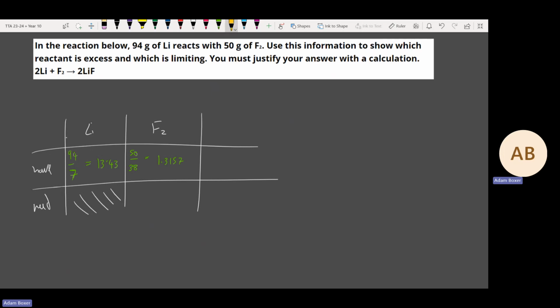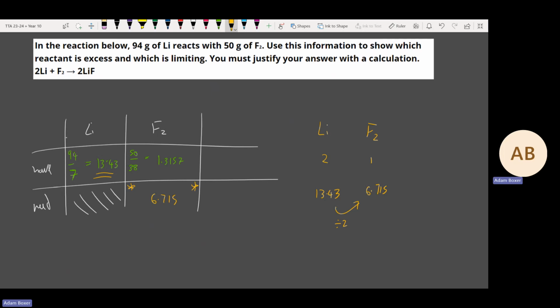Next up, I want you to use the ratio to work out what goes here. Remember, you're going to use this number in the ratio to work out what goes there. Pause the video now. So I'm hoping what you did is you had Li to F2. You have a ratio of 2 to 1, which means if this is 13.43, this one has to just be divided by 2, which gives me 6.715. Hopefully that's what you got.